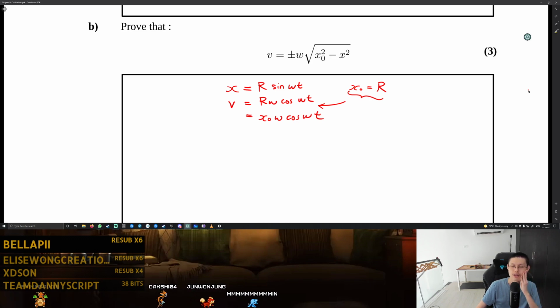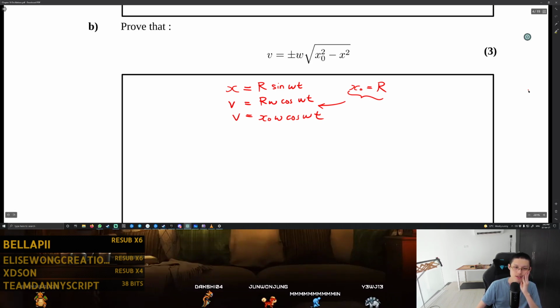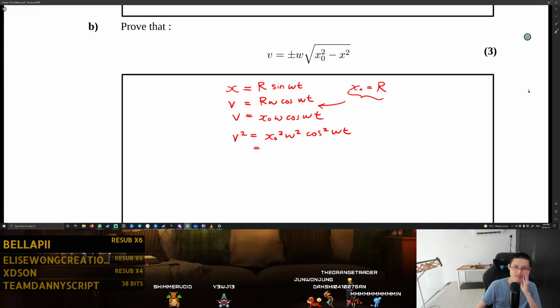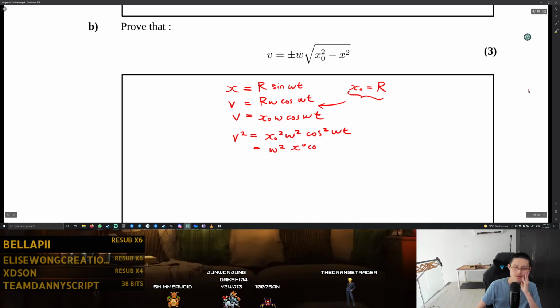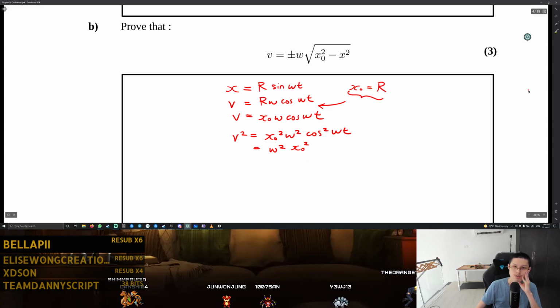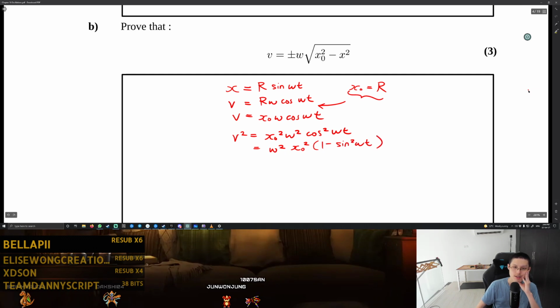Oh, I get it. Right, we have to square both sides. So from here we square both sides, we get x naught squared omega squared cos squared omega t. And then I'm just rearranging this. X naught squared omega squared, and then cos squared omega t, you can actually write it as 1 minus sine squared omega t. And we know what sine squared omega t is, actually this guy here.